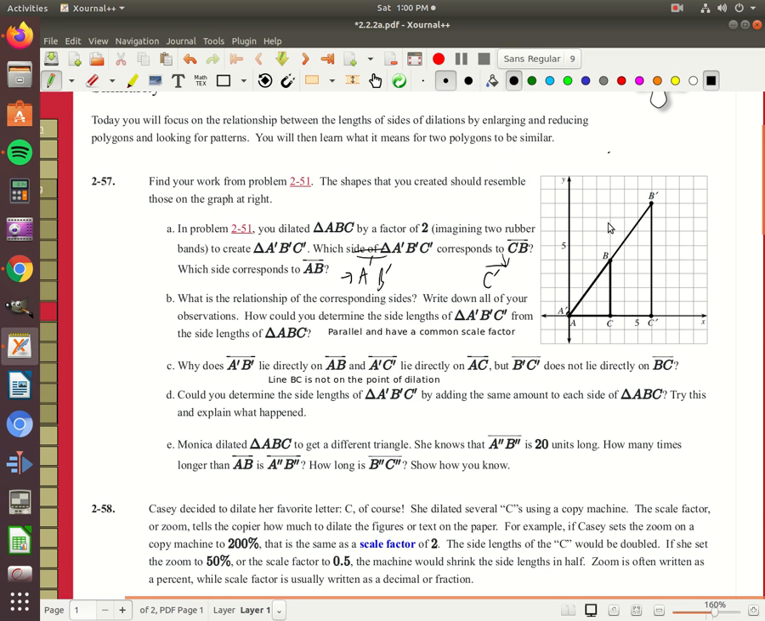What they're saying is that to get from AB to A prime, B prime, I went from 3 to 6. So I actually had to add 3. Well, to get from BC, which was 4, to B prime, C prime, which was 8, I actually had to add 4.